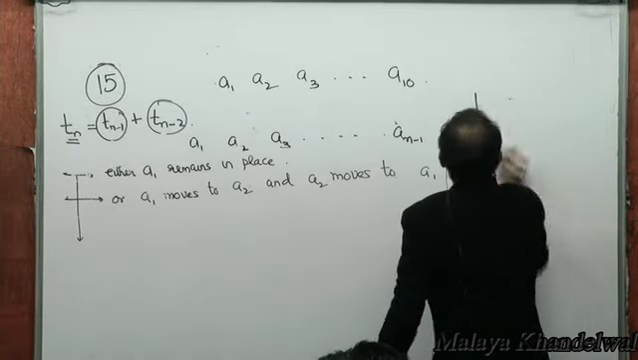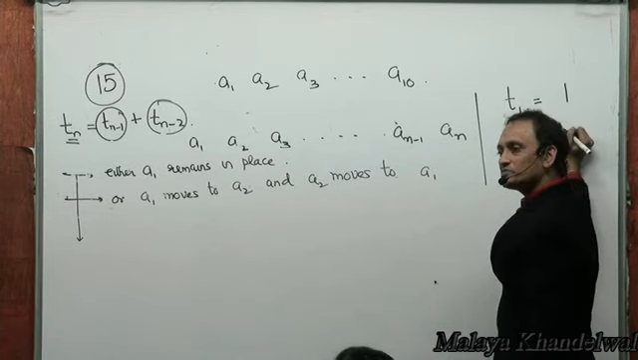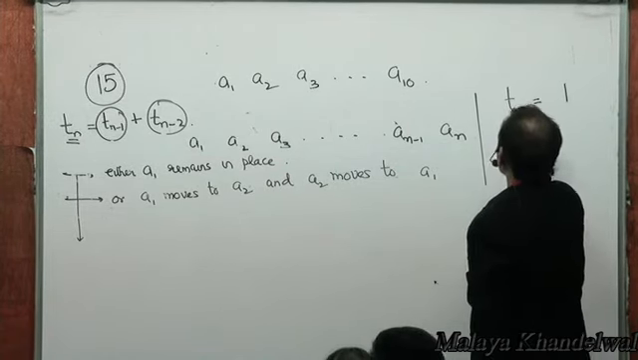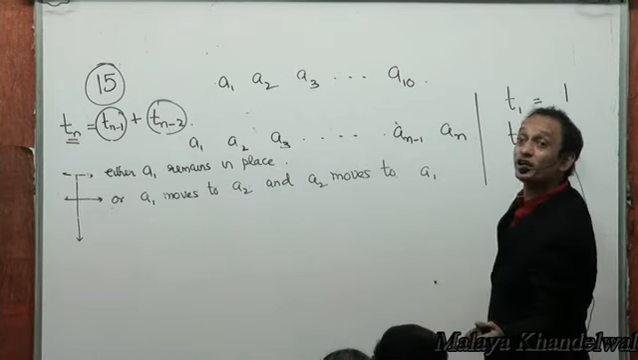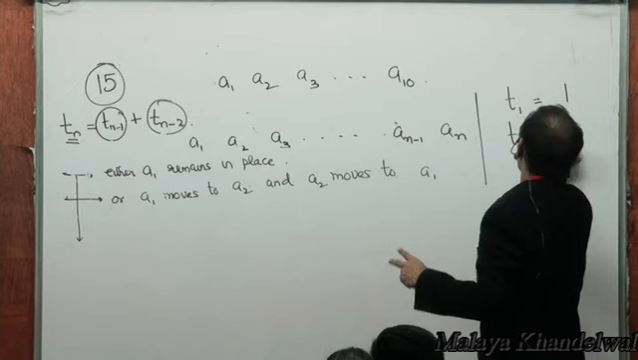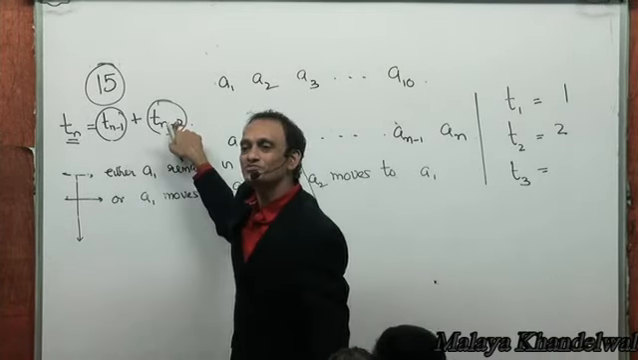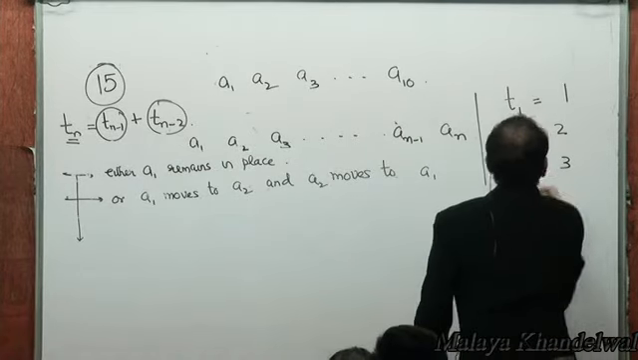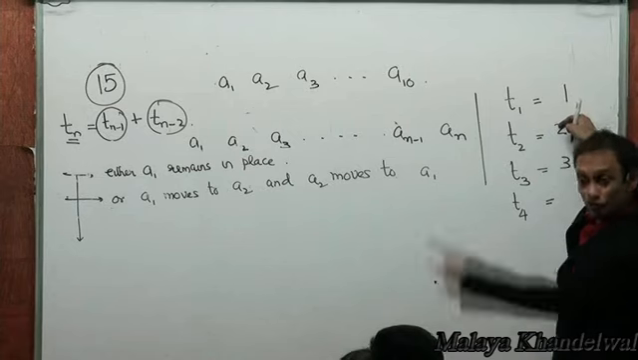Okay. Tell me, what would T1 be if there is only one child? There is only one arrangement. If there are two children, AB and BA, how many arrangements? 2. Now, T3 from this rule would be T1 plus T2, which would be 3. T4 would be T3 plus T2 from that rule?